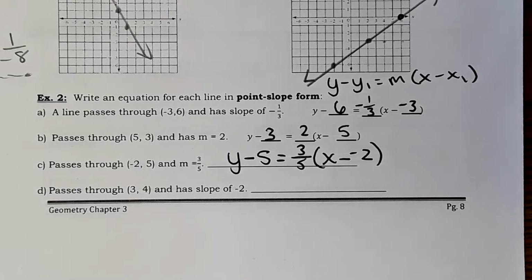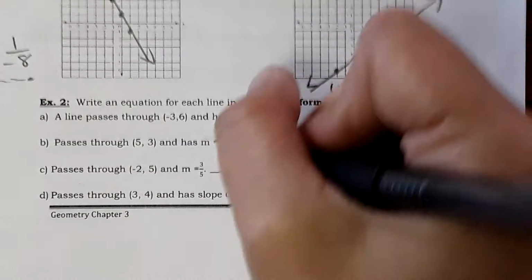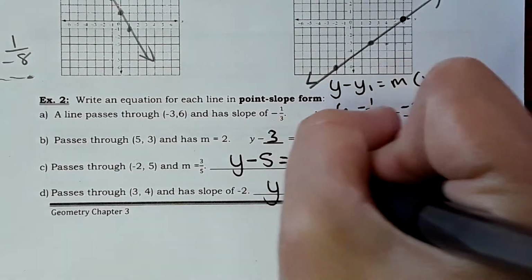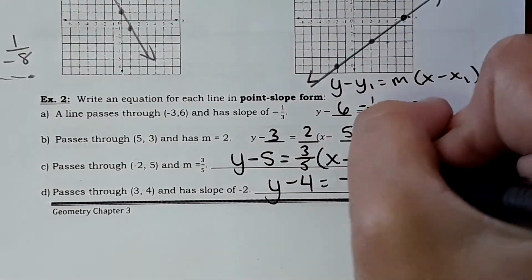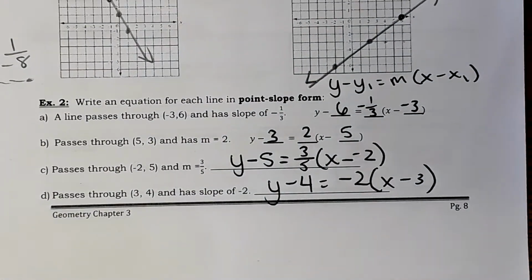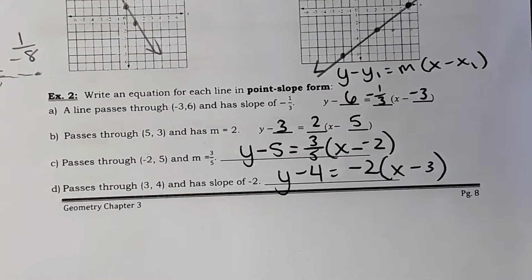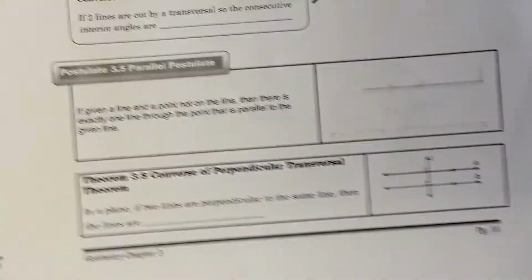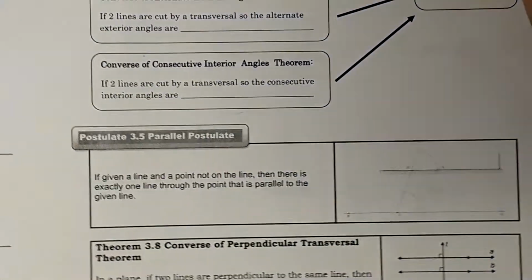D passes through 3, 4 and has a slope of -2. Same idea, y minus your y, slope of -2, and x minus your x. And you're done. Next.